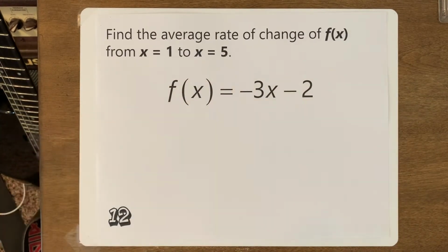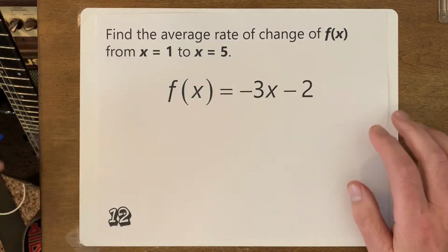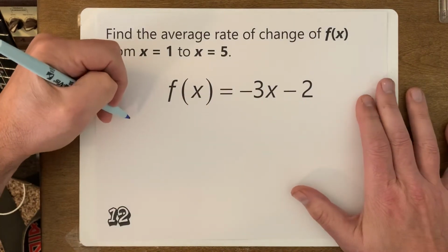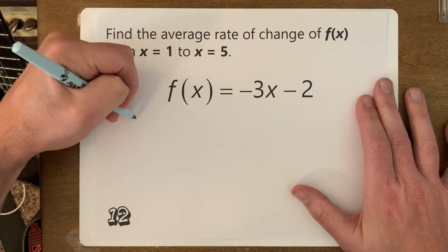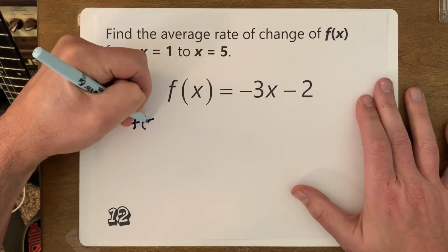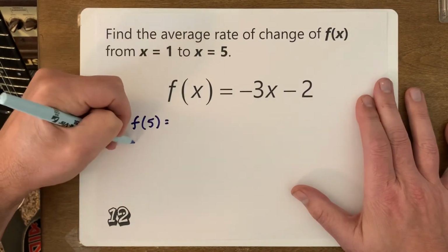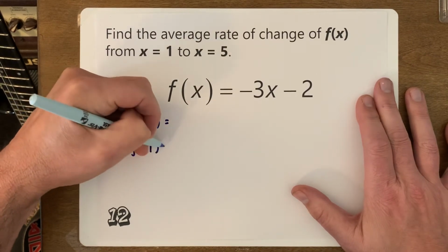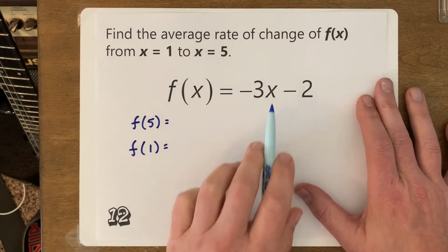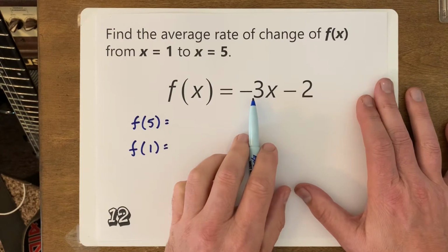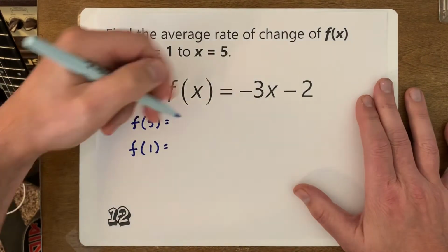If they give you a function, then you're going to have to evaluate that function for both of these. So let's do this. We need to figure out what f of 5 is, and we need to figure out what f of 1 is. All right, so 5 times -3 is -15, right? Minus 2 would be -17.